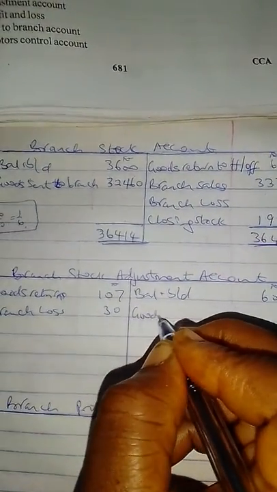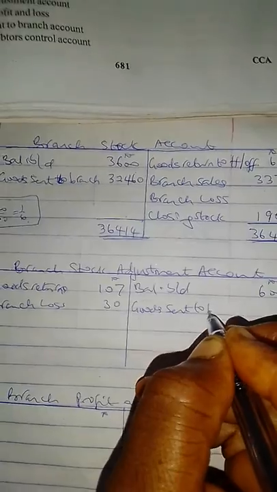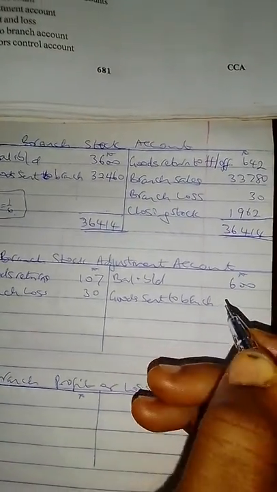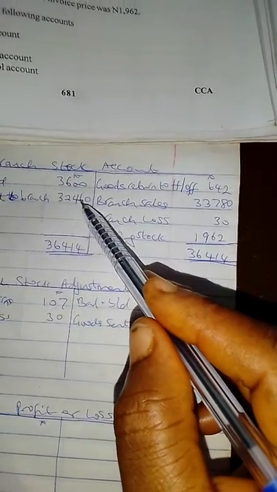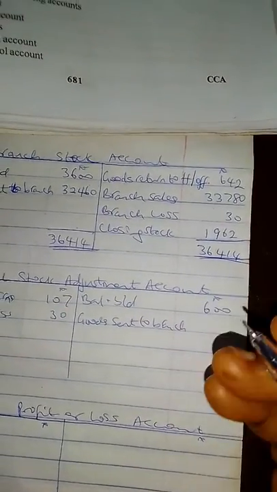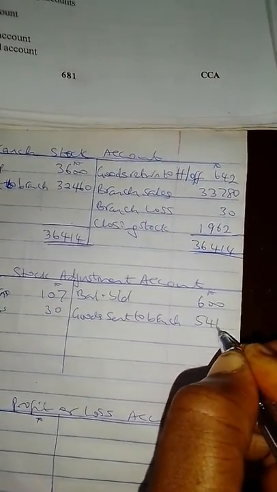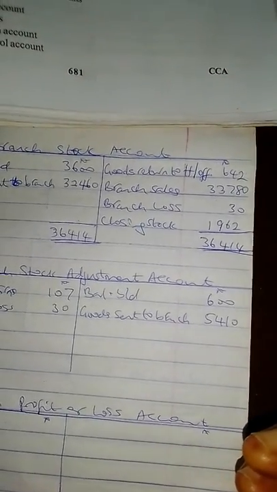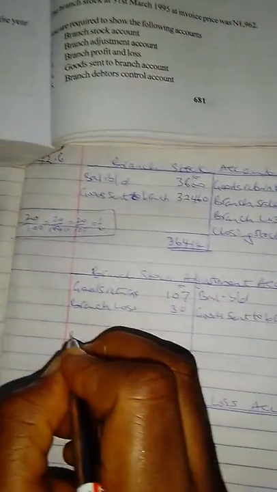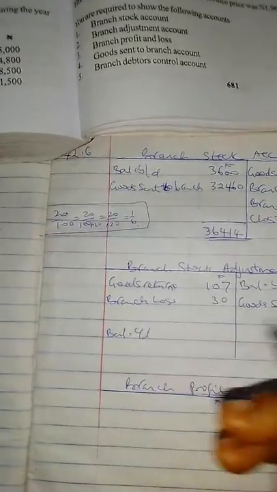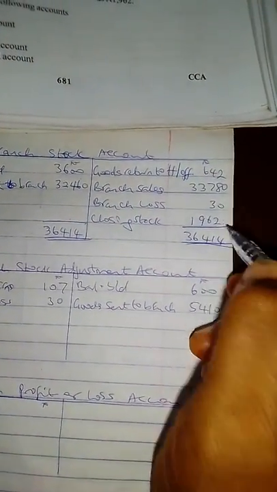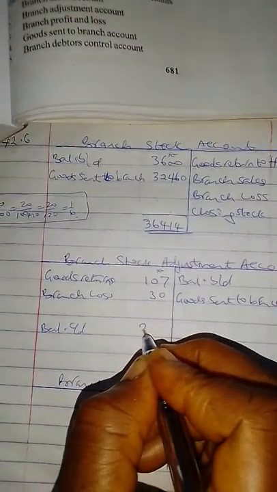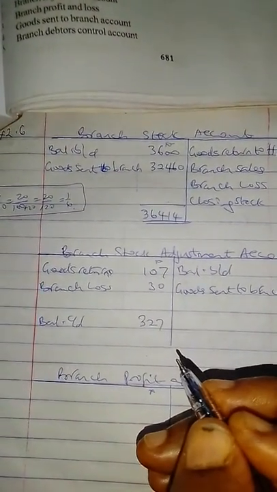Also have goods sent to branch. The goods sent to branch was 32,460. By the time you divide it by 6 to remove the profit elements, we have 5,410 as the profit element. Then we have our balance CD, our closing stock, 1,962. Divided by 6, we have a profit element to be 327.